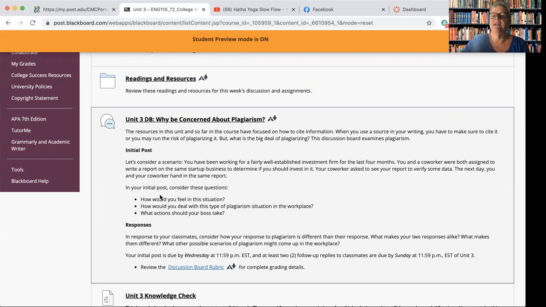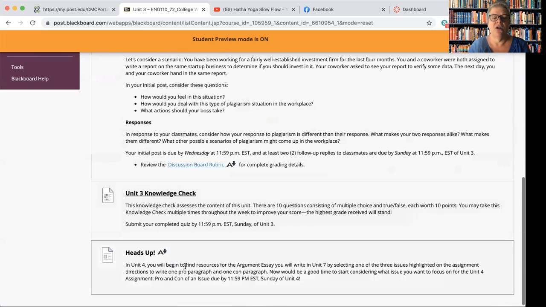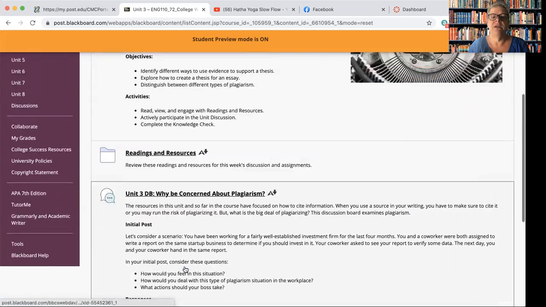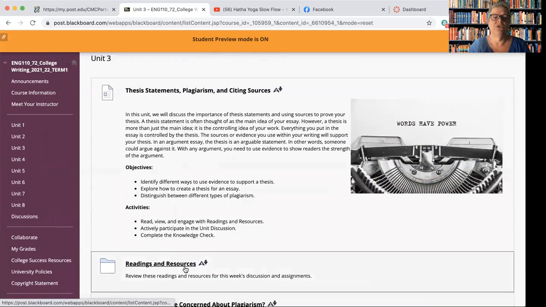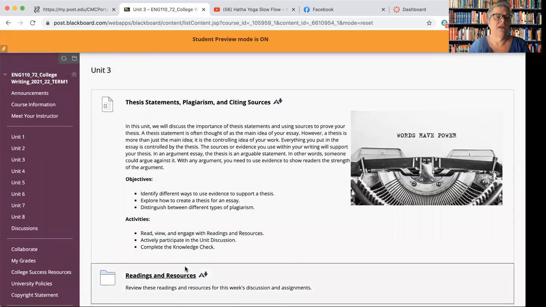So plagiarism is a little bit different in school than it is in the real world, but it still happens even in the real world. And this is a great example of that. So as usual, you're going to post your own response by Wednesday night. And then by the following Sunday, you need to respond in depth to at least 2 of your classmates. As usual, you can take a look at the rubric. It will lead you through where the points are on that. And that is your big assignment for this week, in addition, of course, to doing the reading and then taking that knowledge check.